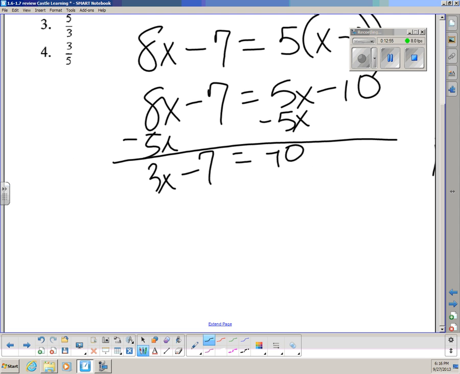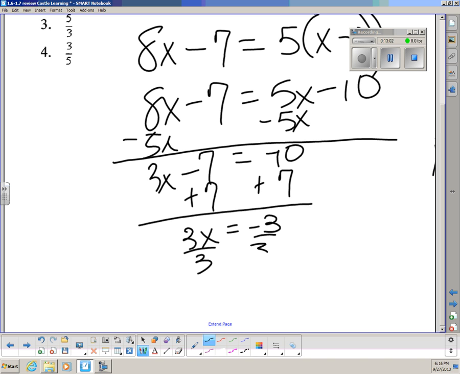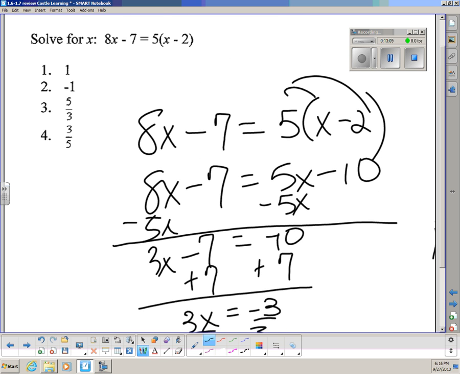We're going to add 7 to both sides. And we have 3x equals negative 3, divided by 3. X equals negative 1. And hopefully I'm right. I don't see my choice up there. And it is. Great. Choice 2.